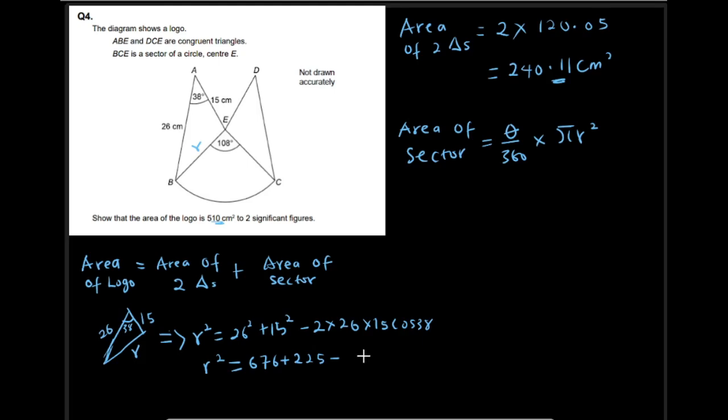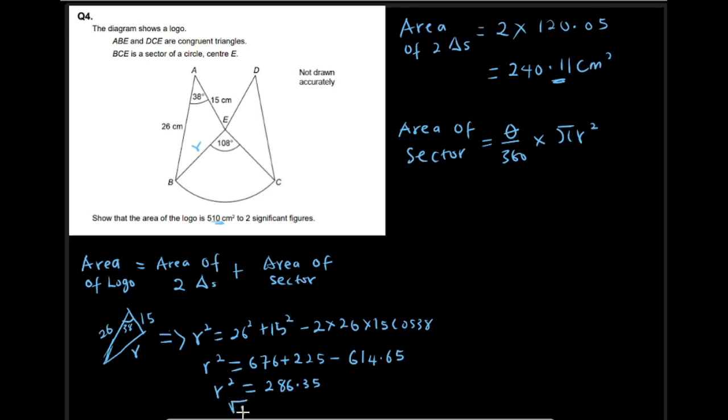That will give us 614.65. So we have minus 614.65. Simplifying this, r squared is equal to 676 plus 225 minus 614.65. That will give us 286.35. So we have r squared equal to 286.35.